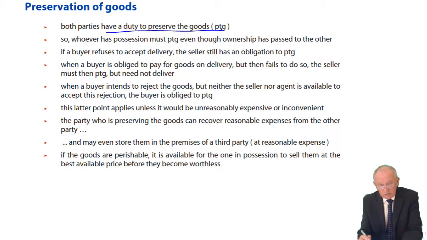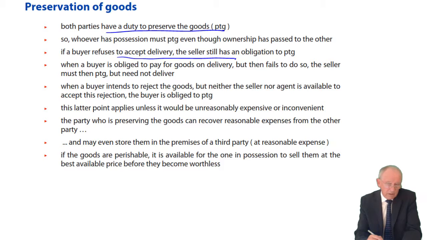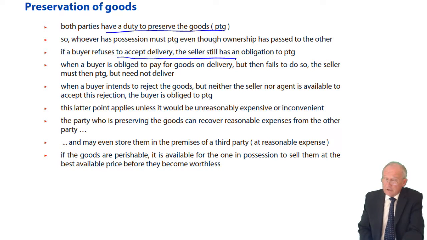So whoever has possession, even though ownership has passed to the buyer, if it's still in the seller's possession, it's my responsibility to preserve those goods. So here we are. You refuse to accept delivery. It's still my obligation to preserve those goods. When your buyer is obliged to pay but then fails to do so, it's the seller who has the responsibility to preserve them. But you've refused to pay. You've given me notification of breach. So although it's my responsibility to preserve the goods, it's not also my responsibility to deliver because you've rejected them.